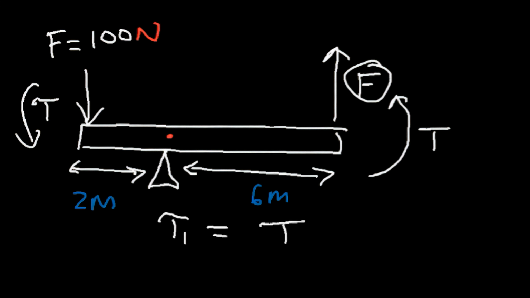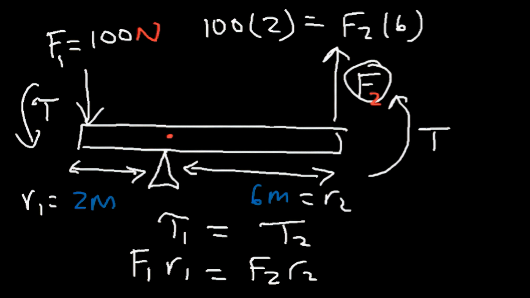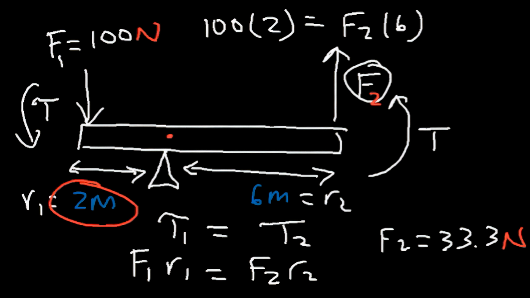T1 is going to equal T2. Let's call this F1 and the output force F2. It turns out that F1 times R1, where 2 is R1 and 6 is R2, is equal to F2 R2. So 100 times 2 creates a torque of 200, and that's going to be equal to F2 times 6. So F2 is going to be 200 divided by 6, which is about 33.3. So the force is reduced. So if you apply a force at the shorter side, you're going to produce a weaker force at the longer side.